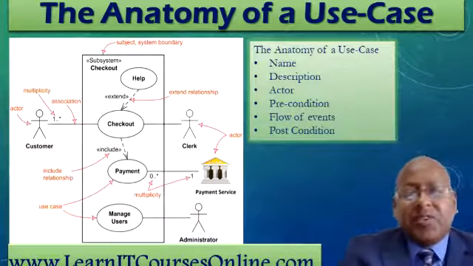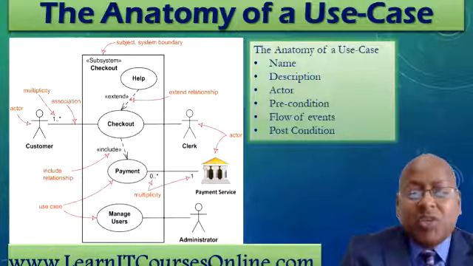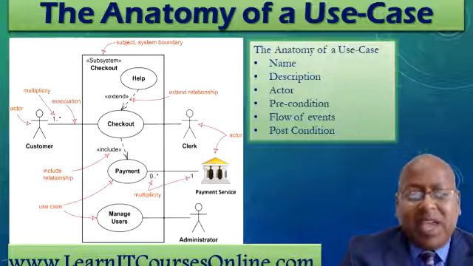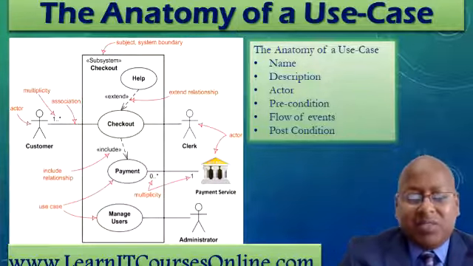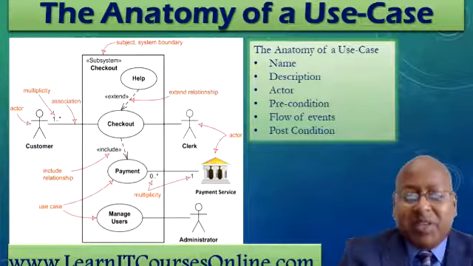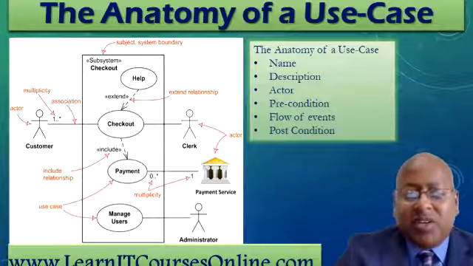So now we're going to dissect and look at the anatomy of a use case. Name: a descriptive name that illustrates the purpose of the use case. Description: it describes what the use case does in a couple of sentences. Actor: this lists any actors that participate in the use case. Precondition: conditions that must be met prior to starting the use case. Flow of events: a description of interaction between the system and the actor. Postcondition: describes the state of the system after a use case has run its course.